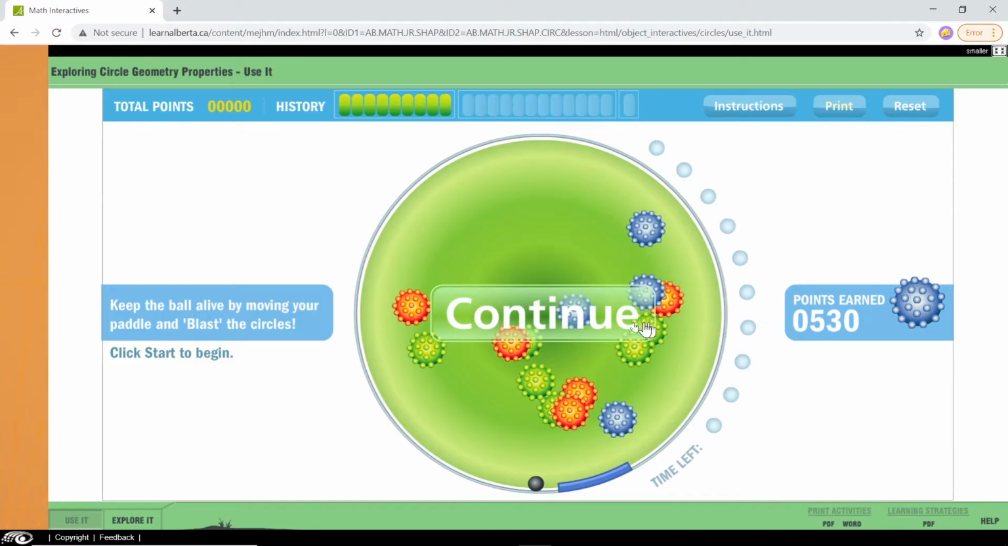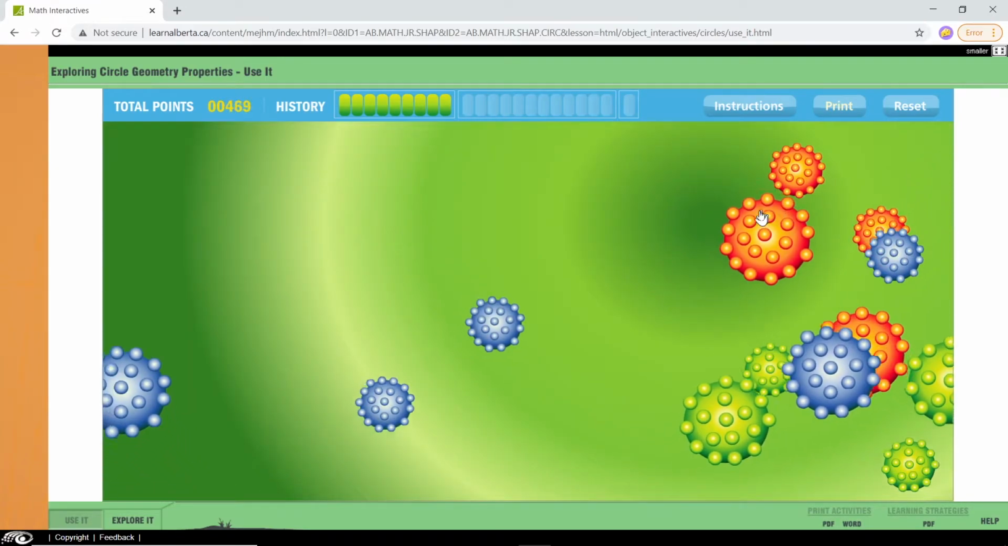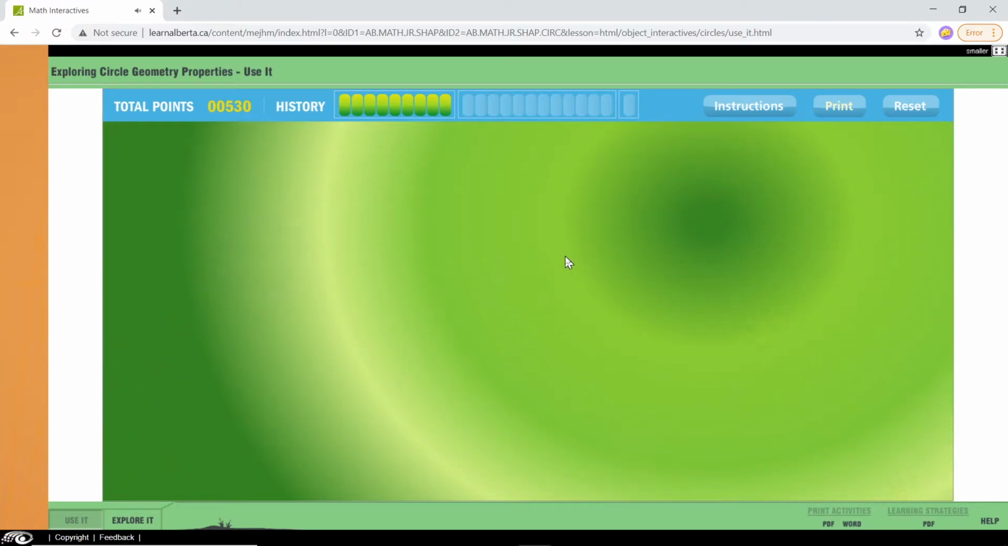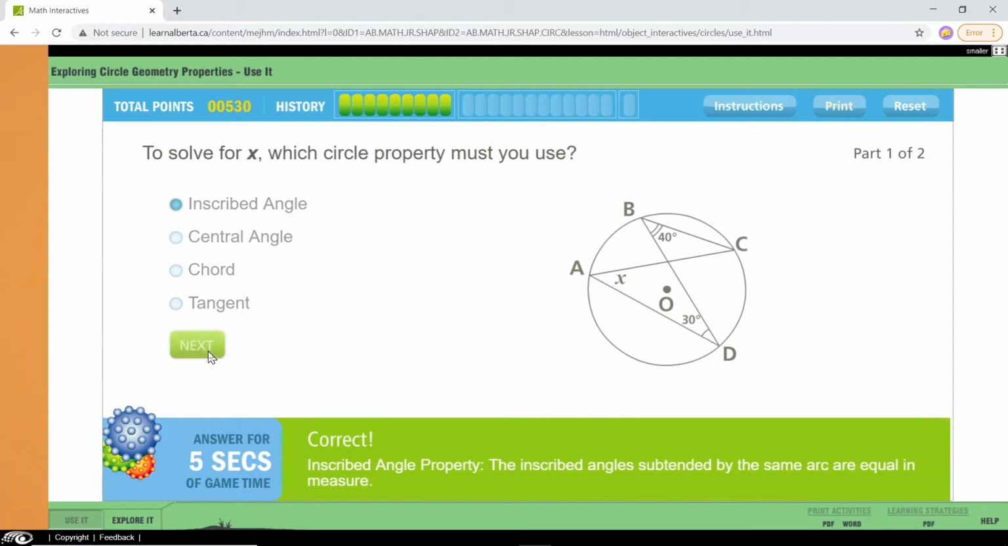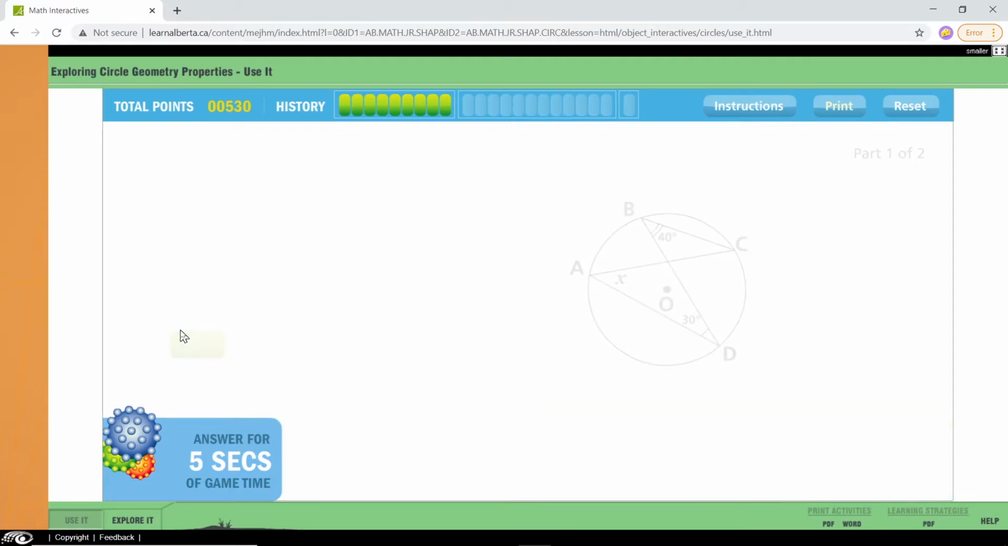Alright, let's continue. Okay, choose another circle. Now we are solving for x. Which circle property must you use? As you can see, as we learned before, it is the inscribed angle. Okay, next.